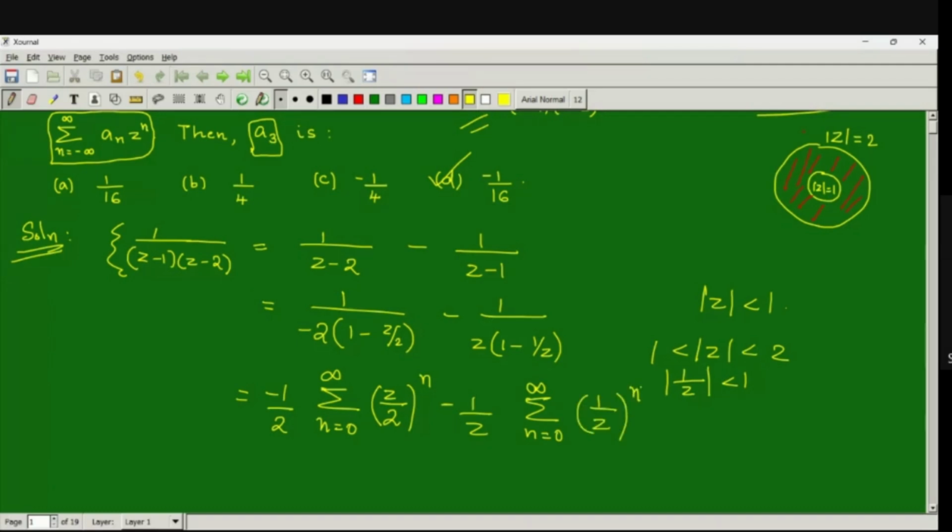Now what is the question? We are asked to find A3, right? A3 means the coefficient of Z cube. So what is the coefficient of Z cube in this part? When n equal to 3, that is minus 1 by 2 into 1 by 8. Now, what is the coefficient of Z3? Remember, there is a Z here. So we need to find the coefficient of Z squared. In any case, it is 1. So this is minus 1.